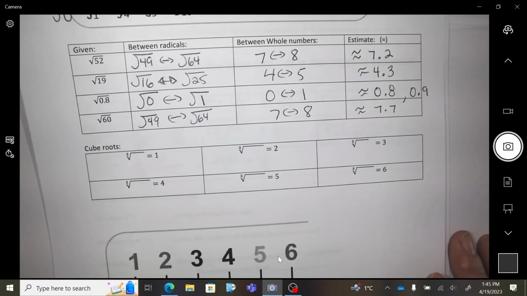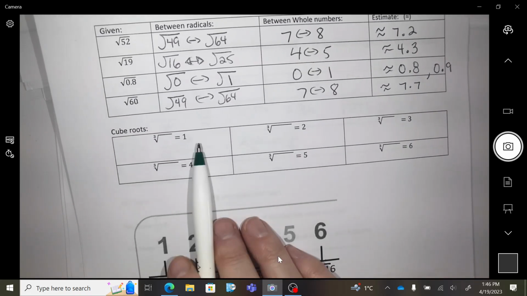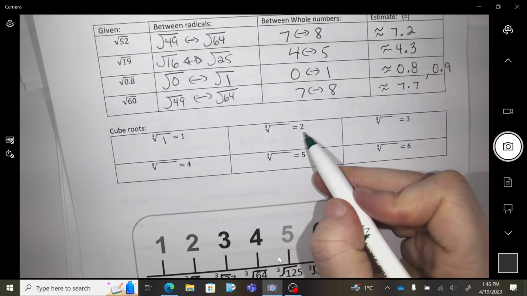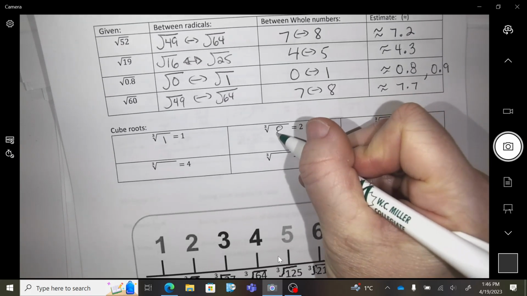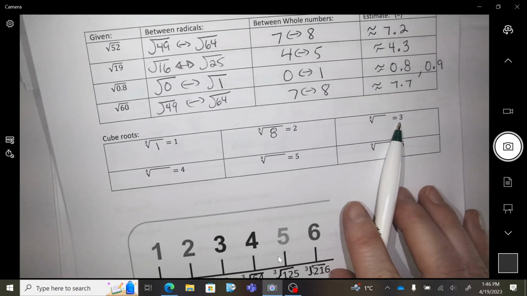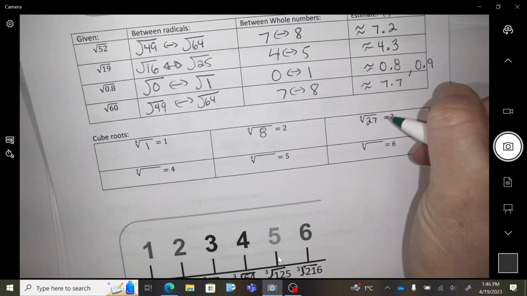We are going to do this same thing. I'm going to up it a notch to cubics. What is 1 cubed? 1. What is 2 cubed? 8. So therefore, vice versa, the cube root of 8 is 2, right? What is 3 cubed? 27. So vice versa, the cube root of 27 is 3.